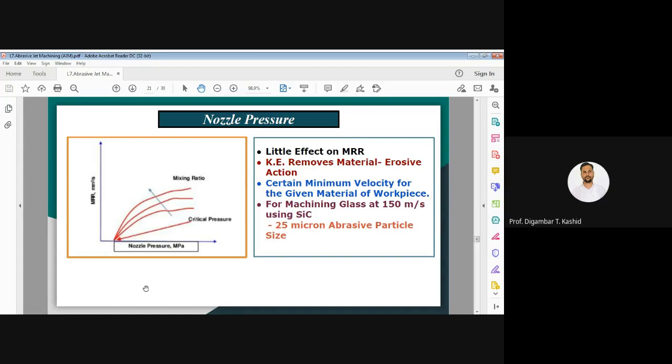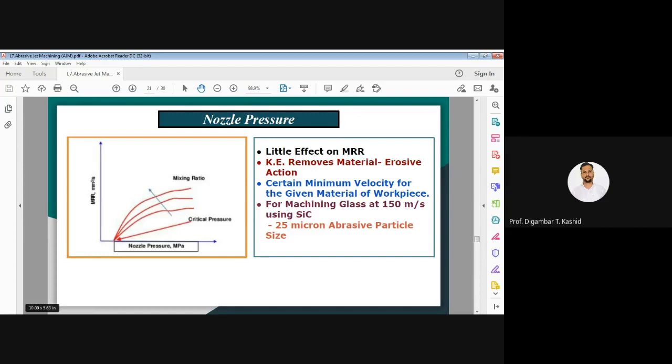So in all workpiece materials, you need a certain critical pressure, and that critical pressure will be different for different workpiece surfaces. Please remember this point also. Okay, you need a certain critical pressure, and that will be different for different workpiece metals. To some extent it depends on the size of the abrasive particle also. Okay, so please remember this point also. Then here we also need to take note of the mixing ratio, that is another parameter.